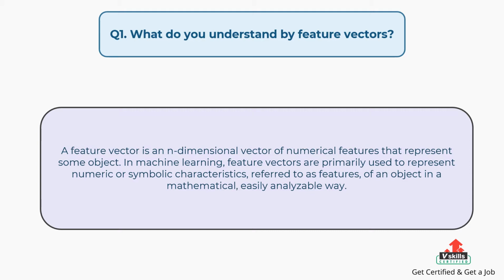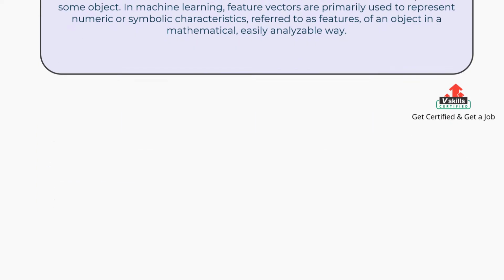In machine learning, feature vectors are primarily used to represent numeric or symbolic characteristics, referred to as features, of an object in a mathematical, easily analyzable way.